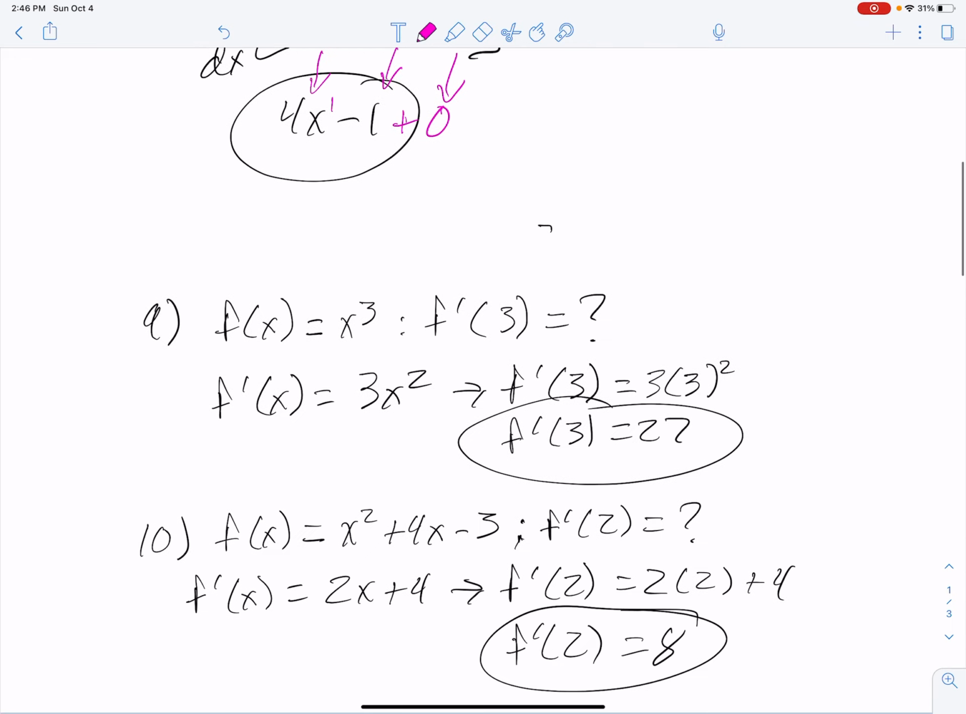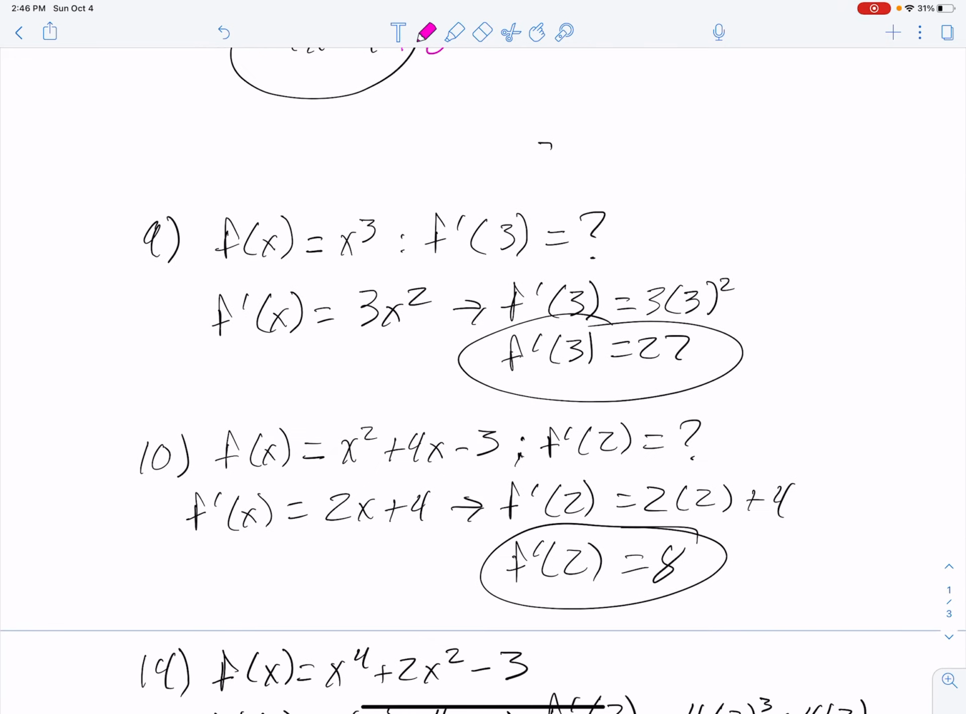Number 9 asks for the numeric derivative. It's not going to change the work that I do to get my derivative. 1 times 3 gets me 3. 3 minus 1 gets me 2. But I've got one more step to go. I've got to substitute in 3 to my derivative. And so now I know f prime of 3 is 27. And as was discussed in the help video, that means that the slope of the tangent when x equals 3 is 27.